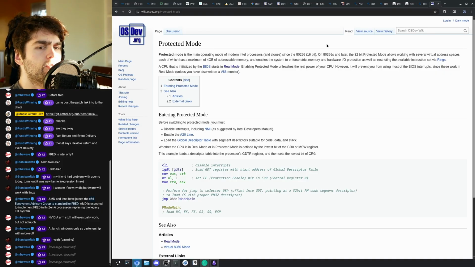A CPU that is initialized by the BIOS starts in real mode. Enabling protected mode unleashes the real power of your CPU. However, it will prevent you from using most of the BIOS interrupts since these work in real mode.